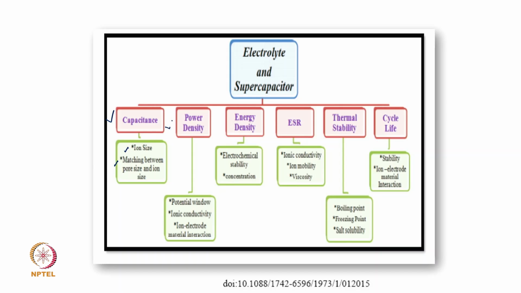The second quantity is power density. If we look at the power density, what we have to look at is the potential window, the ionic conductivity, and the ion-electron material interaction. These are a few important aspects which one needs to know. The third thing is the energy density, and for that we need to understand the electrochemical stability, concentration, etc. The fourth is ESR, where one has to take care of ionic conductivity, ionic mobility and viscosity.